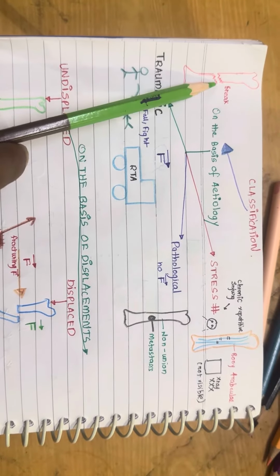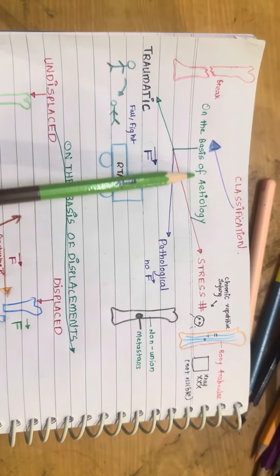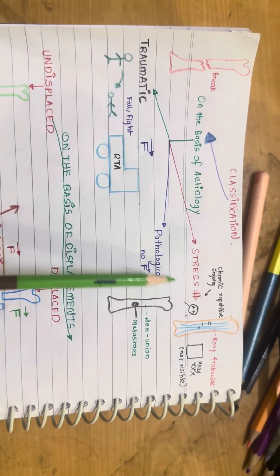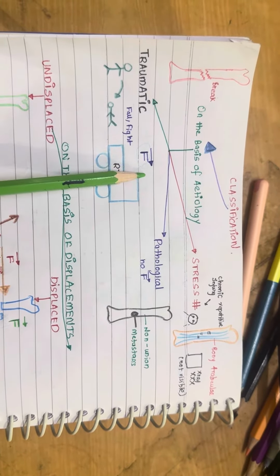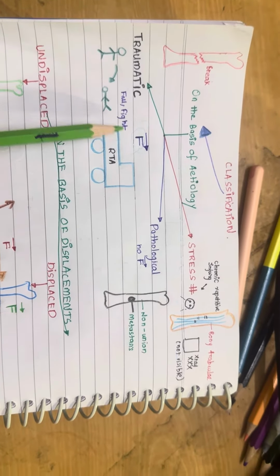Fracture: a break in the continuity of the bone. On a classification on the basis of etiology: traumatic, pathological, stress. Traumatic is due to a considerable force, like a road traffic accident, fall or fight.